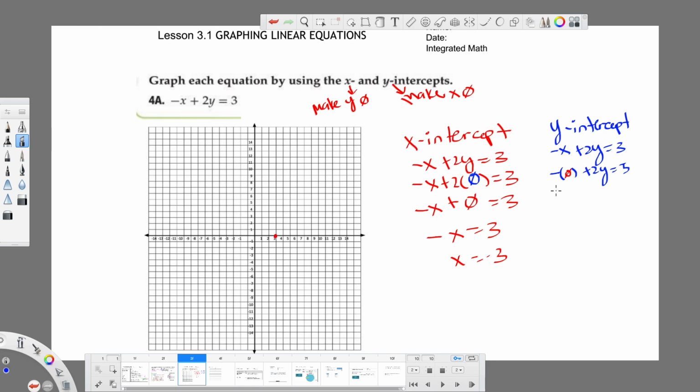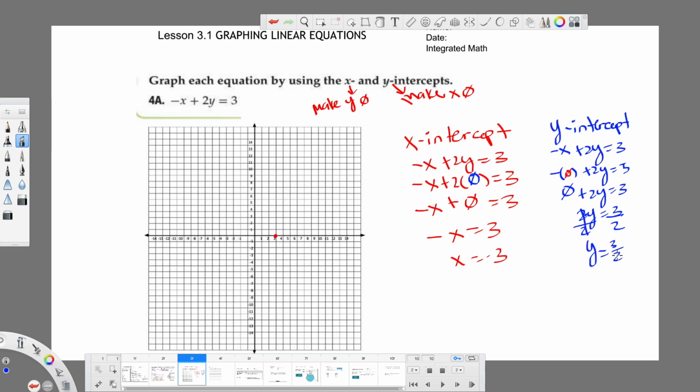So negative 0 is just 0 plus 2y equals 3. But really, 0 drops away and we just have 2y equals 3. So we just need to finish solving this guy and we end up with a division operation. Because it's times 2, so I'm going to divide by 2 on both sides. 2 divided by 2 cancels, so y equals 3 over 2.